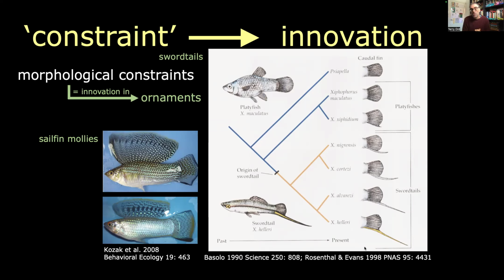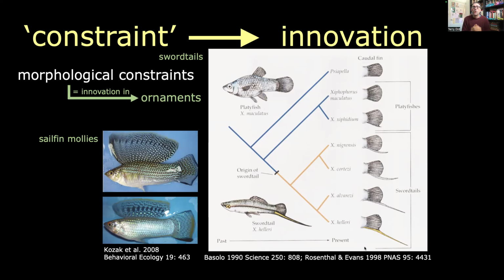The answer turns out to be relatively straightforward. Females actually don't really care about the sword per se. They actually are selecting males based on overall body size. Bigger males are more preferred. There's a constraint on males in terms of how big they can get. So they've evolved this cheat of elongating their sword out of the tail to appear larger to females to tap into that hidden bias. Something very similar has evolved in sailfin mollies.